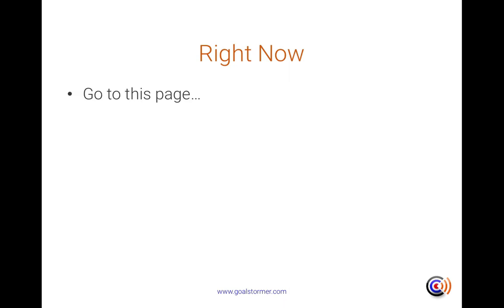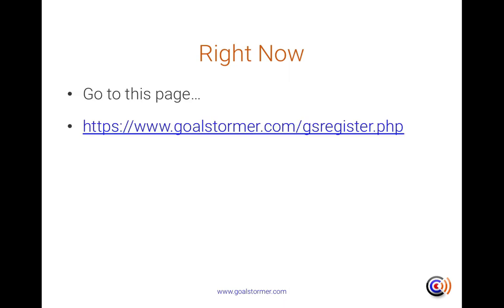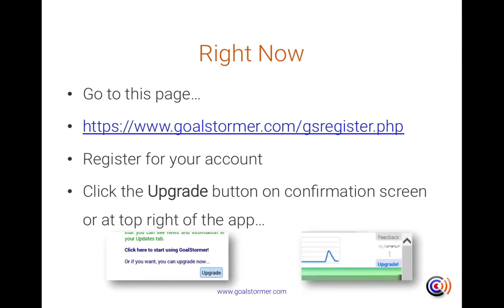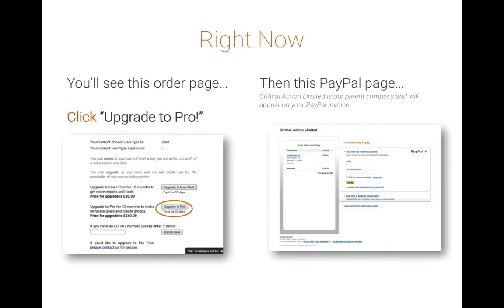So to get started right now, go to this page, www.goalstormer.com/gsregister.php, register for your account, and then look at the top right hand corner or on the confirmation screen for the upgrade button and click that. When you click the upgrade button, you'll see the upgrade page on the left here, and you can either click on the try for 60 days link. It says 30 here but it's 60 now, or you can click on the upgrade to Pro button. Now if you click the upgrade to Pro button, then you'll see this PayPal page on the right hand side, and you'll see Critical Action Limited at the top. That's our parent company, and that's the name that will appear on your PayPal invoice. So go through the PayPal process and that upgrades your account.